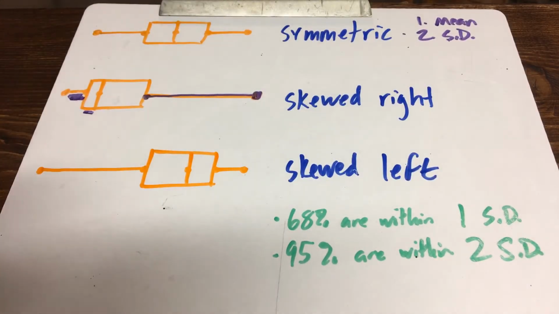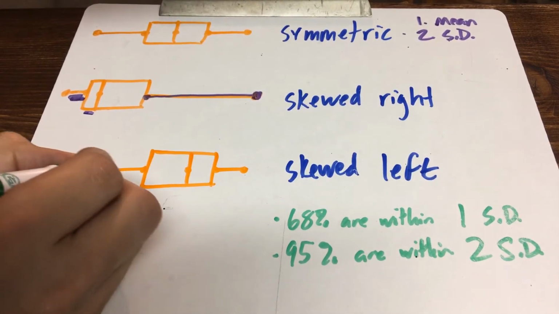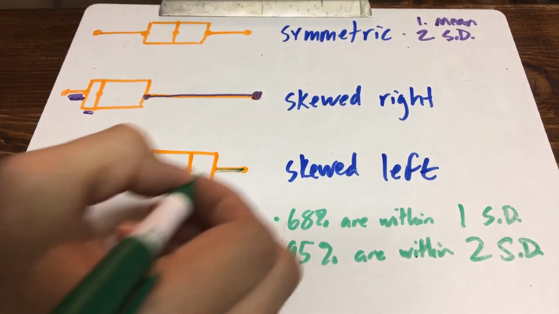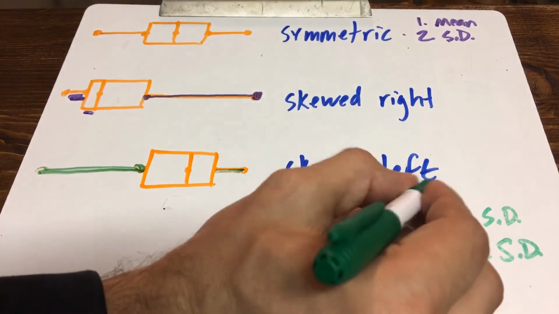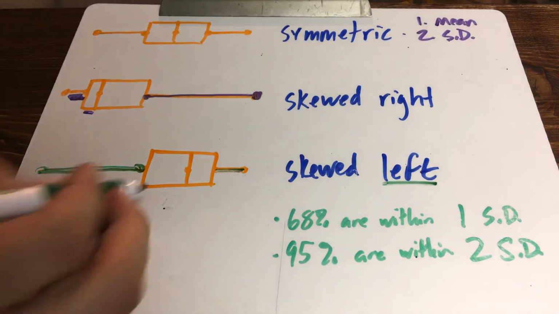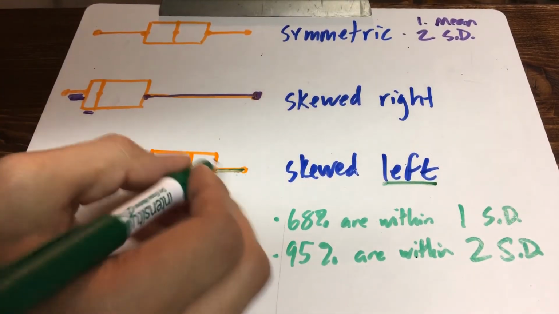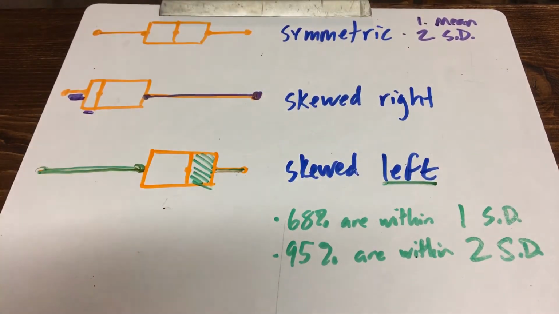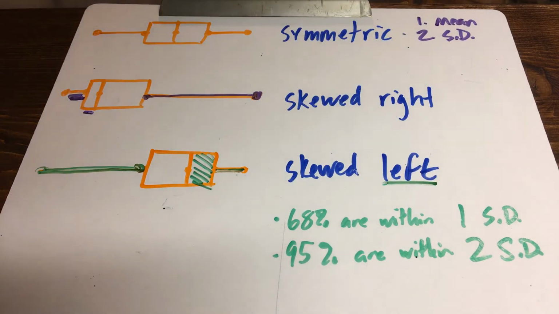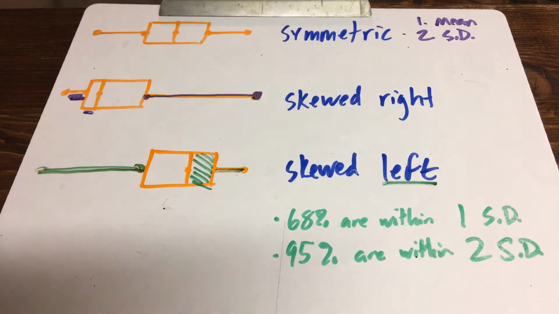Same thing over here on this one. This is the opposite, right? This whisker is really long compared to this one. And so this one has a really long left-hand side, which we would call skewed left. Skewed left means most of the numbers are generally more congregated on the right. They're closer together on the right-hand side. So that's what it'll look like if it's a box and whisker plot.